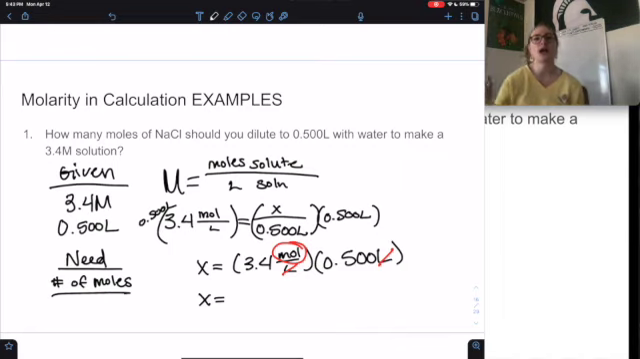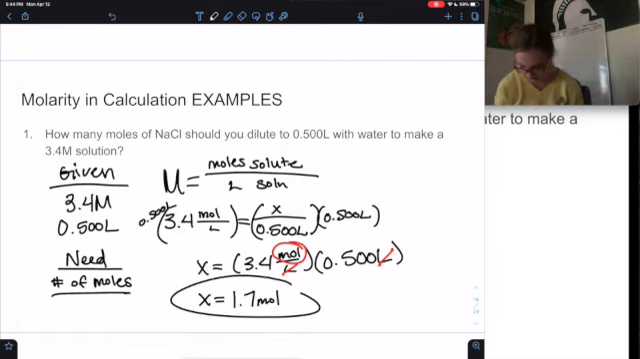3.4 moles multiplied by that 0.5. So I end up with 1.7 moles as my final answer. If I type that in my calculator, I type 0.5 times 3.4, and what I get back out is 1.7.